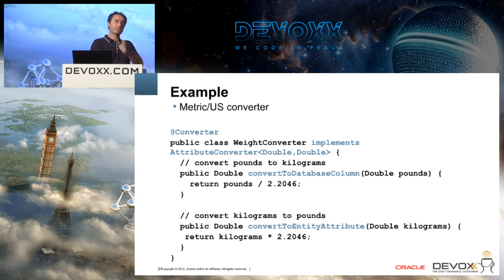As we read the data into Java, we must convert to pounds. Java uses pounds. We put it back to disk. We convert the pounds back into kilos again. It goes to the database. So this is a simple converter, right? Two-directional, bidirectional conversion. It's double-double. This is the key thing, right?